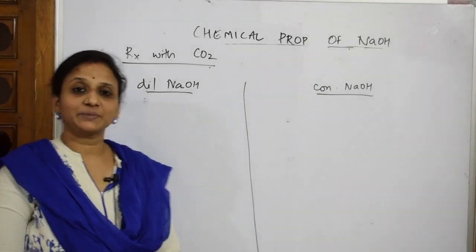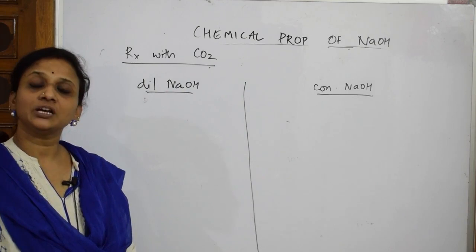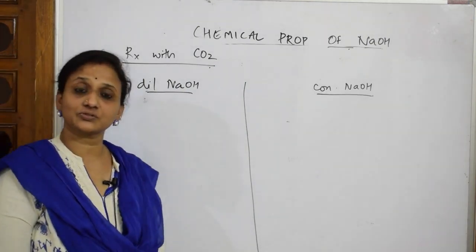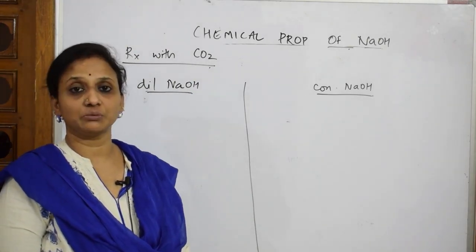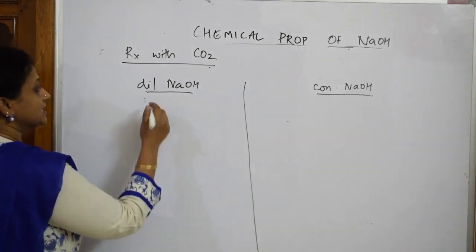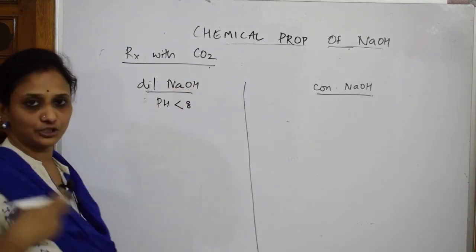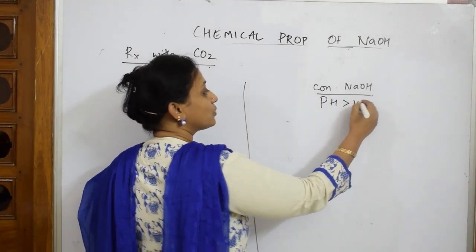Right. Now let's come back and see this reaction. What is the importance of this reaction? Here you need to remember what will happen when sodium hydroxide or caustic soda reacts with carbon dioxide. There is a difference in pH which you should remember. In this first case, if the pH is less than 8, that means it is a dilute solution. Now in this particular case, if the pH is greater than 10, what will happen?